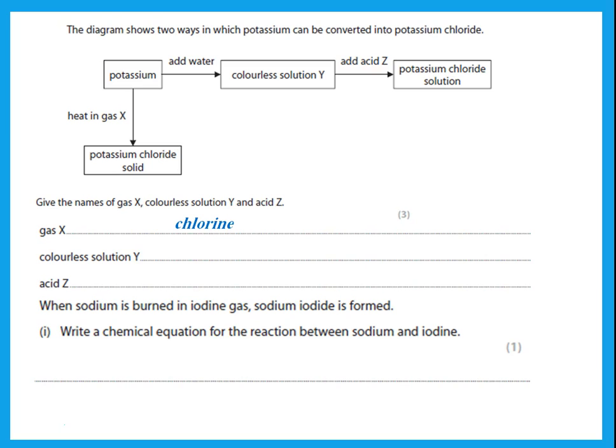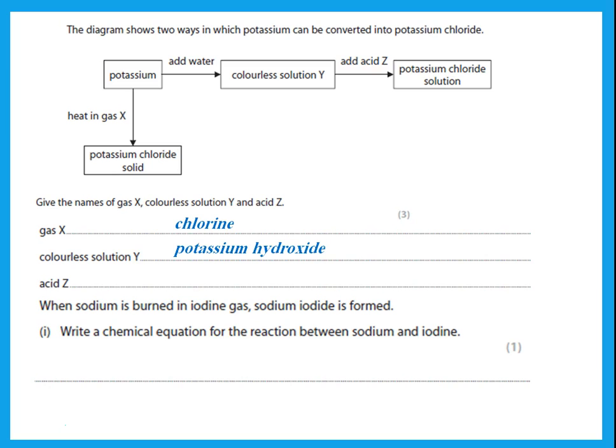Then he says he added water to potassium and he got a colorless solution of Y. What happens if I add water to potassium? We said potassium is a reactive metal. It reacts with cold water. So what I form would be potassium hydroxide.